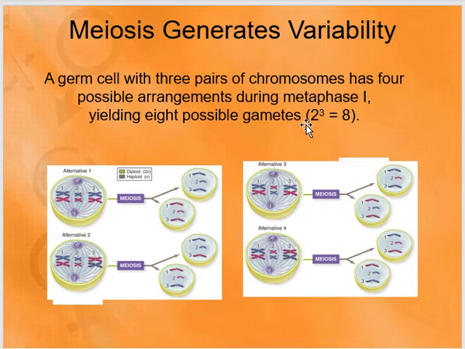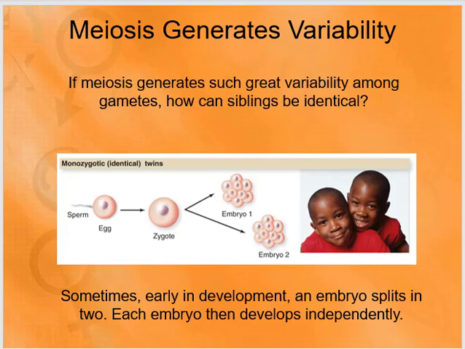Now, if you put 2 to the 23rd power, that will give you the possible combinations of your chromosomes in an egg cell or a sperm cell, depending on whether you're male or female. Meiosis generates a lot of variability, but there are some other little problems that can occur.